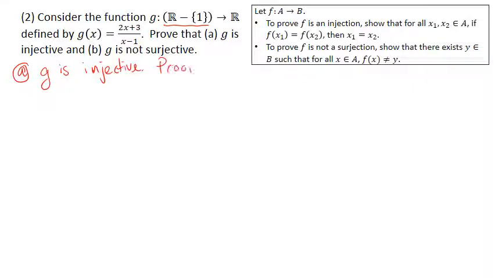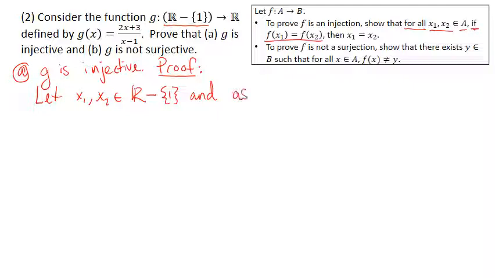Proof. Okay, so we'll do this the same way as before. Instead of saying for all x1, x2, I'm going to say let x1, x2 be in our domain, the real numbers without 1. Then we're going to assume the if part here. We're going to assume that g of x1 equals g of x2. Then what we need to show is that x1 equals x2.